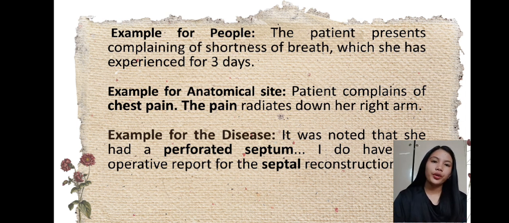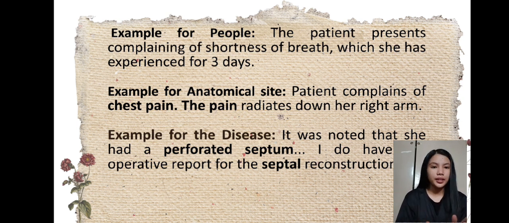An example for the anatomical site: patient complains of chest pain. The pain radiates down her arm. So here, the reference to arm is marked as an anatomical site because it specifies a physical location on the body involved in the patient's condition.